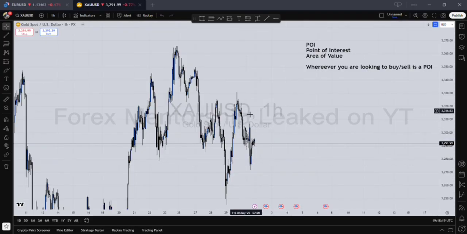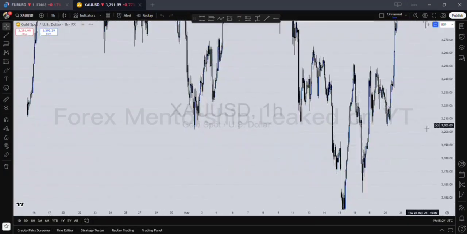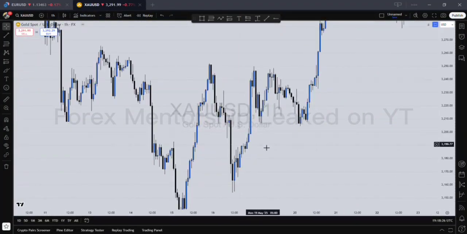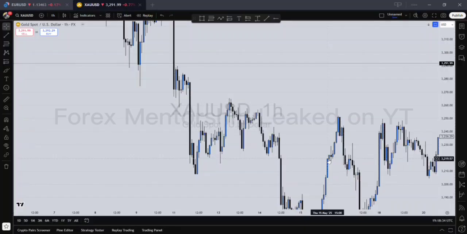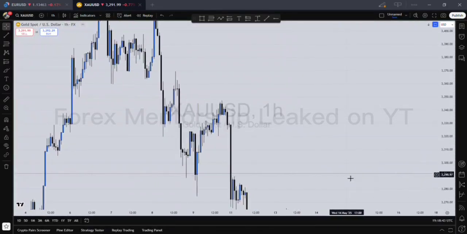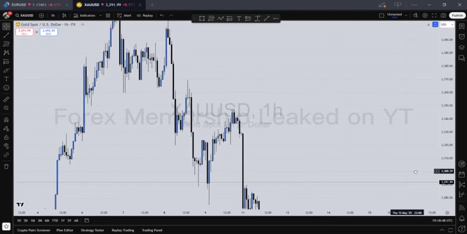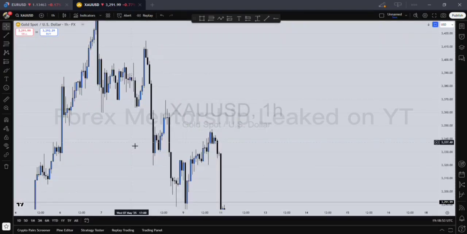So order blocks are simply zones that clear liquidity, that are usually close to highs and lows. That is how I trade my order block. My order block must clear liquidity for it to be valid. There must be a liquidity that it has cleared, whether in lower time frame or in that time frame.